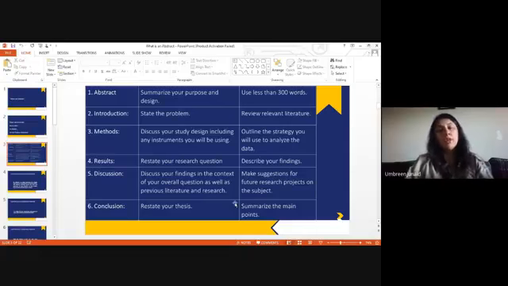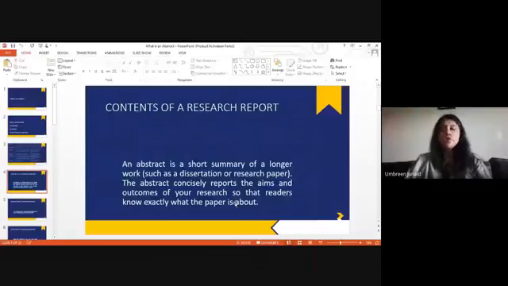that is basically called the abstract. An abstract is a short summary of a longer work, such as a dissertation or research paper. The abstract concisely reports the aims, objectives and outcomes of your research, so that readers know exactly what your research is about. So what is an abstract? It's a short summary of a longer work.